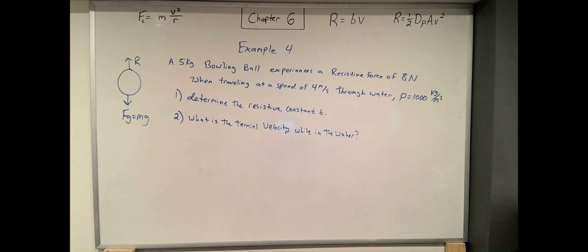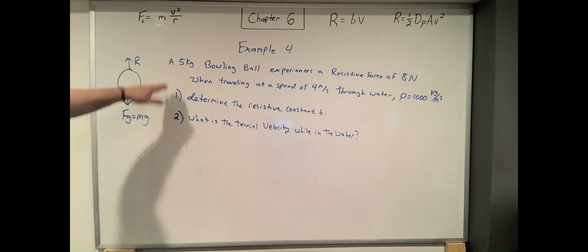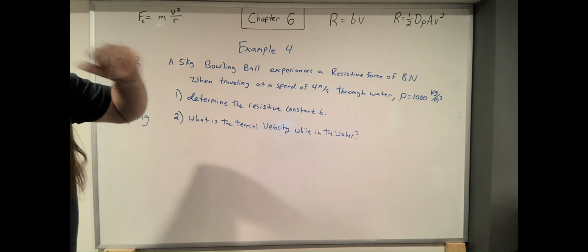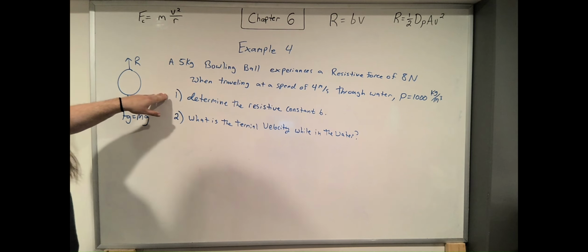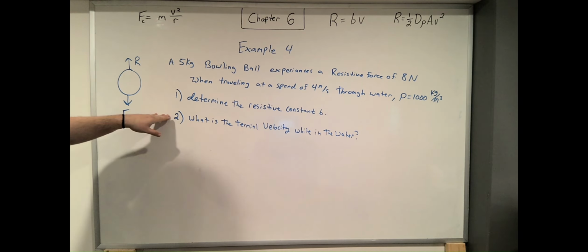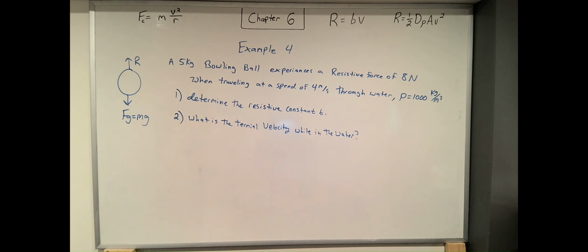So example 4 here is a bowling ball. It says here we have a 5 kilogram bowling ball. It experiences a resistive force of 8 newtons when traveling at a speed of 4 meters per second through water. Water has a density of 1,000 kilograms per meter cubed. So I'll put the density over there, given in the problem. So this one has 2 parts. One, it wants us to determine what the resistive constant B is. And for part 2, it wants us to figure out what the terminal velocity is while in the water.